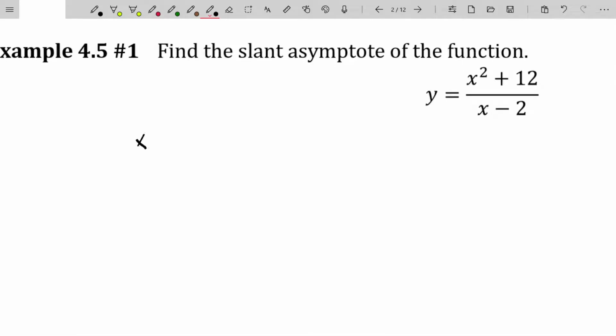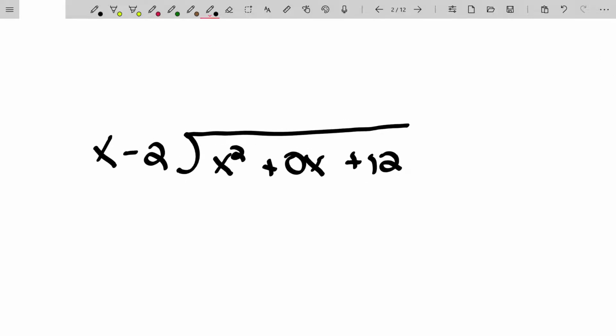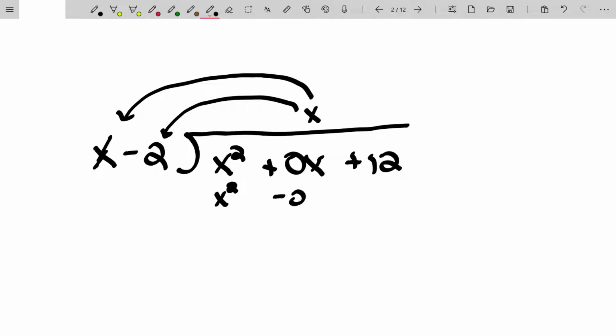You did a long division, right? Oh, x minus 2 goes into x squared plus 0x plus 12, and then you did this long division process. x goes into x squared, x times x gives me x squared. x times a negative 2 gives me a negative 2x. And then you're going to subtract that entire statement, right?